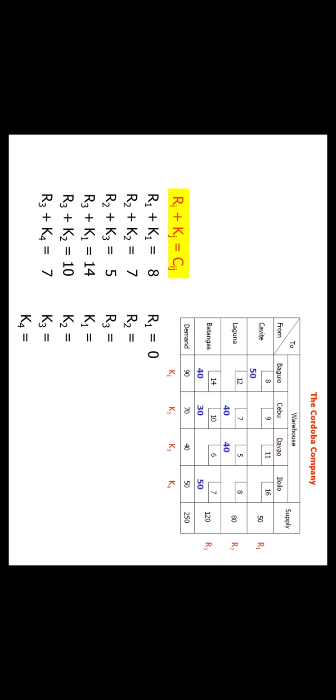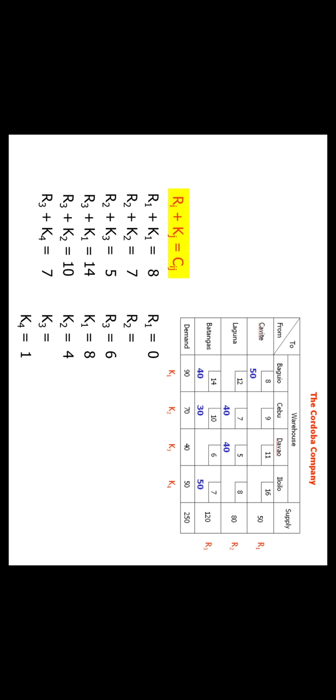If R sub 1 is equal to 0, for the first equation to be true, then K sub 1 should be equal to 8. If K sub 1 is equal to 8, for the fourth equation to be true, then R sub 3 should be equal to 6. If R sub 3 is equal to 6, for the fifth equation to be true, then K sub 2 should be equal to 4. Again, if R sub 3 is equal to 6, for the sixth equation to be true, then K sub 4 should be equal to 1.